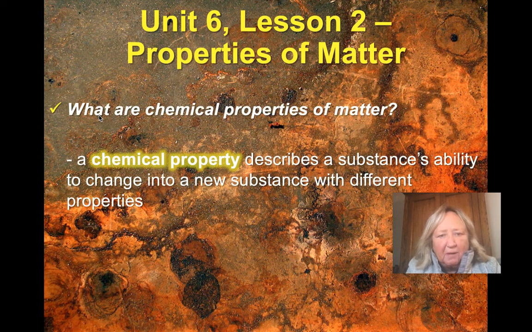A chemical property of matter describes or tells about a substance's ability to change into a new substance. That is the key right there. You have a new substance and it has different properties.